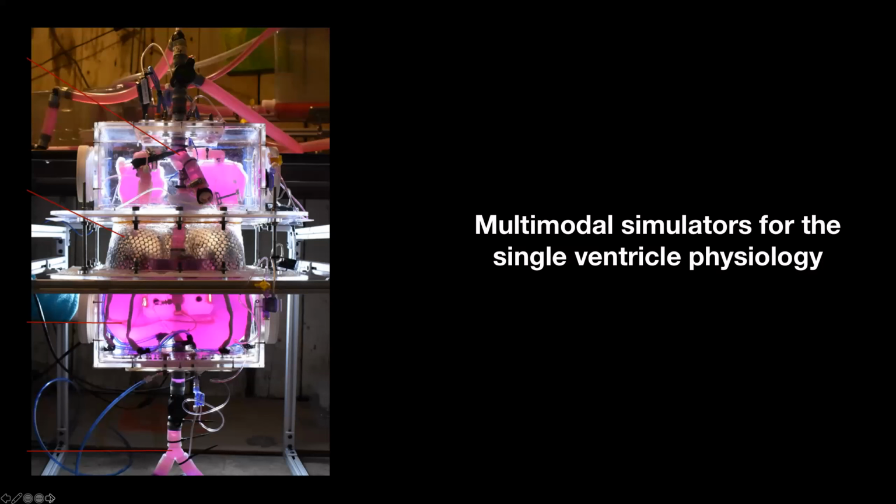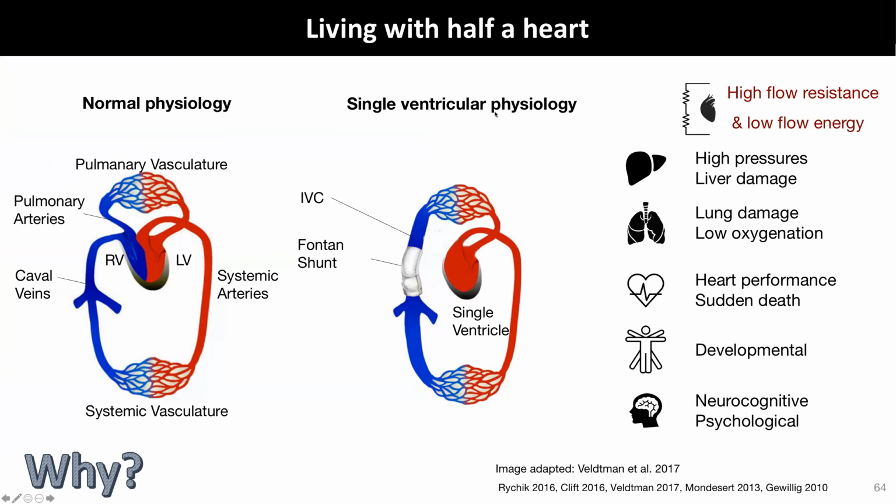This is a normal physiology and a single ventricle physiology that's been repaired by a Fontan surgery. So these patients are born with 1 functioning ventricle instead of 2. And they go through 3 surgeries. The final surgery is called the Fontan procedure, and they end up with, instead of 2 parallel pumping systems, 1 in series pump.